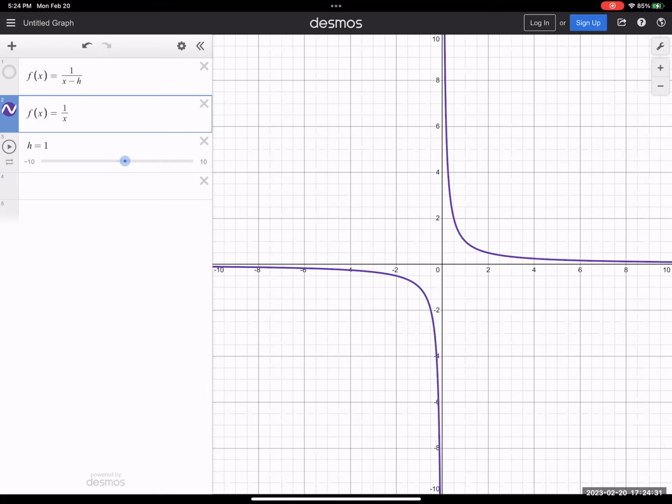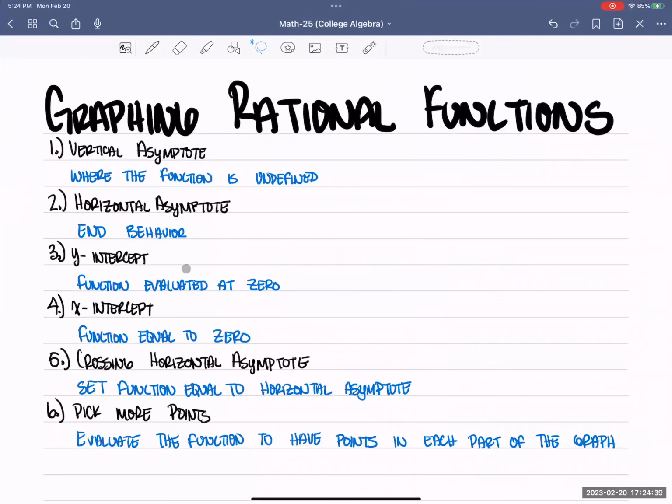But for right now, let's graph these just as is. I have a couple of tricks that we could use to graph these, and that's going to be these right here. I would take a screenshot of this so that we have it in our notes somewhere. We're going to use these to help us graph rational functions.